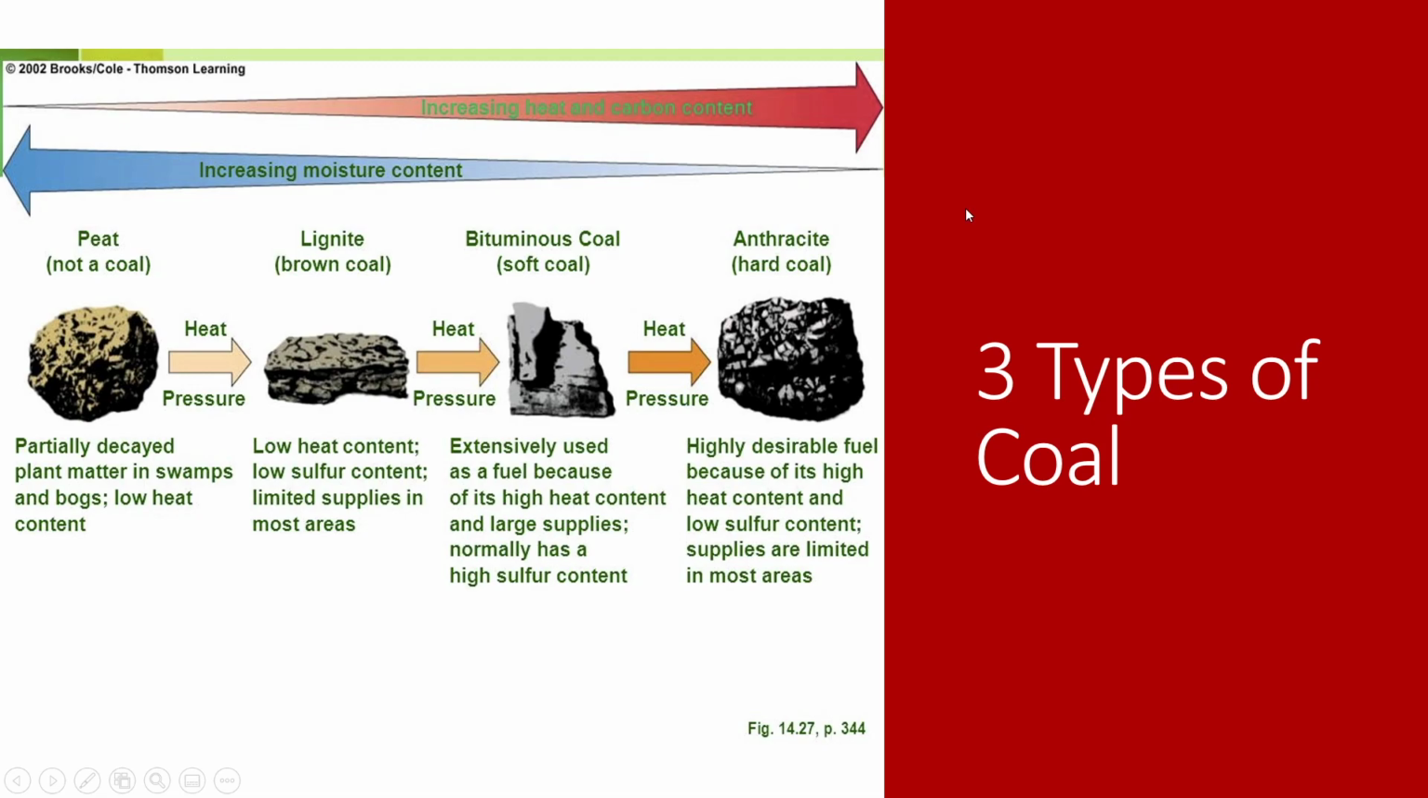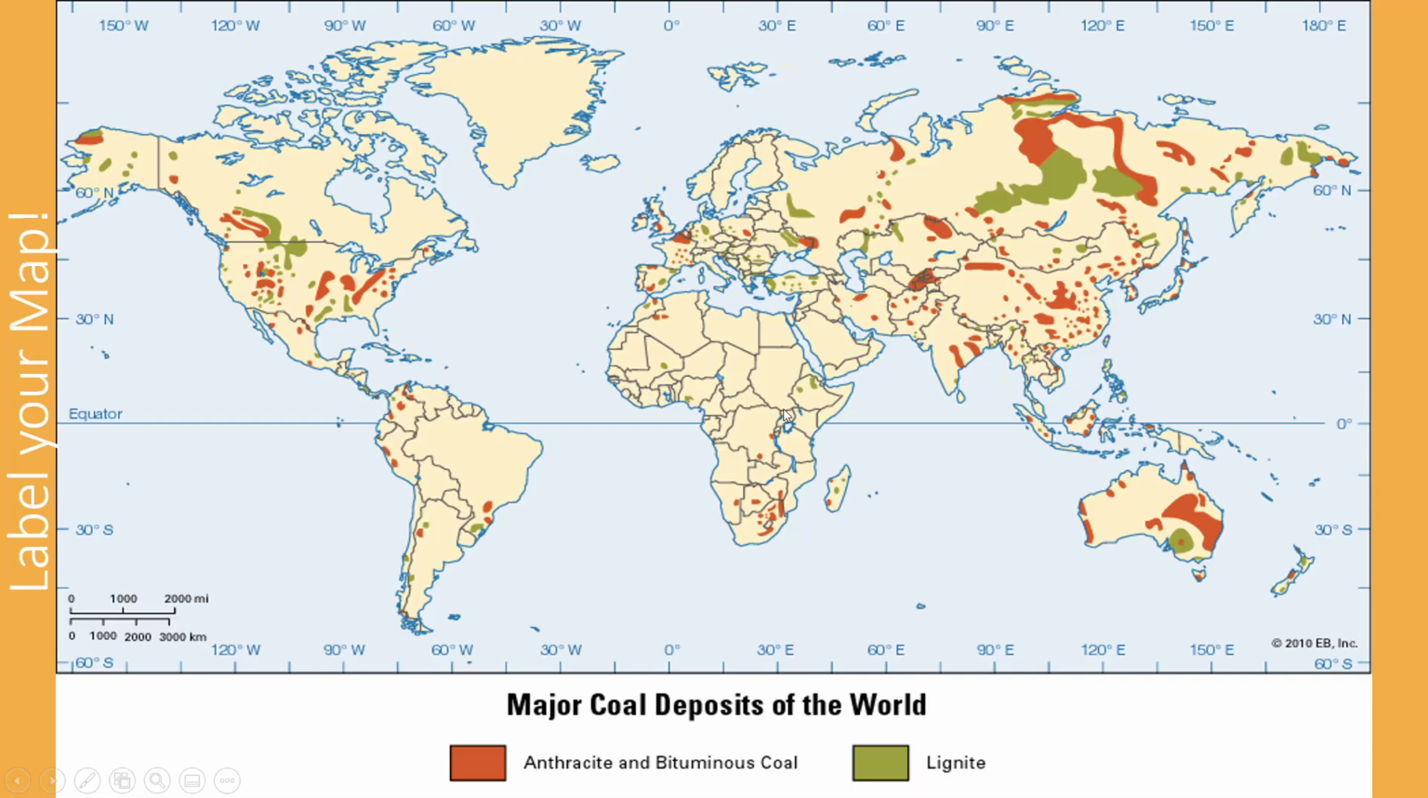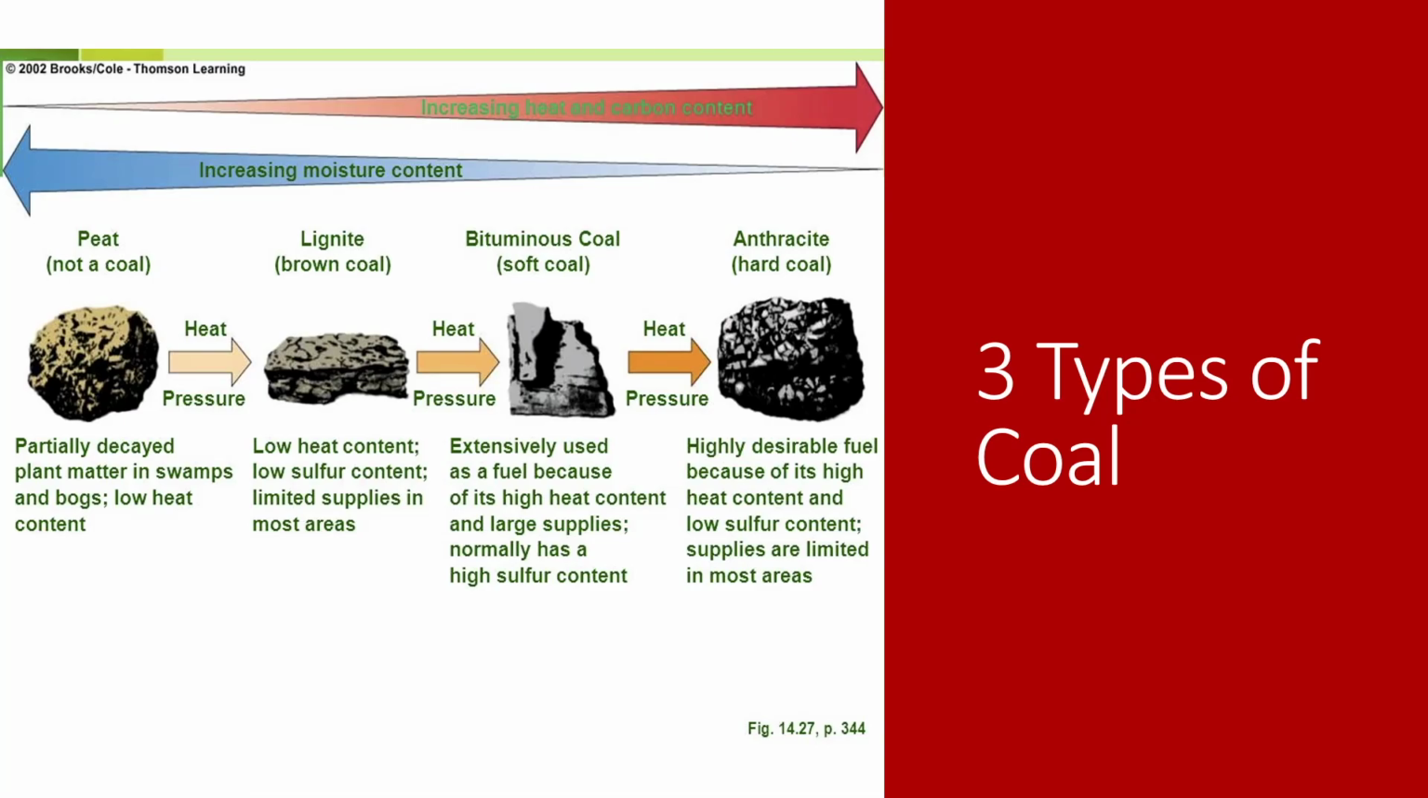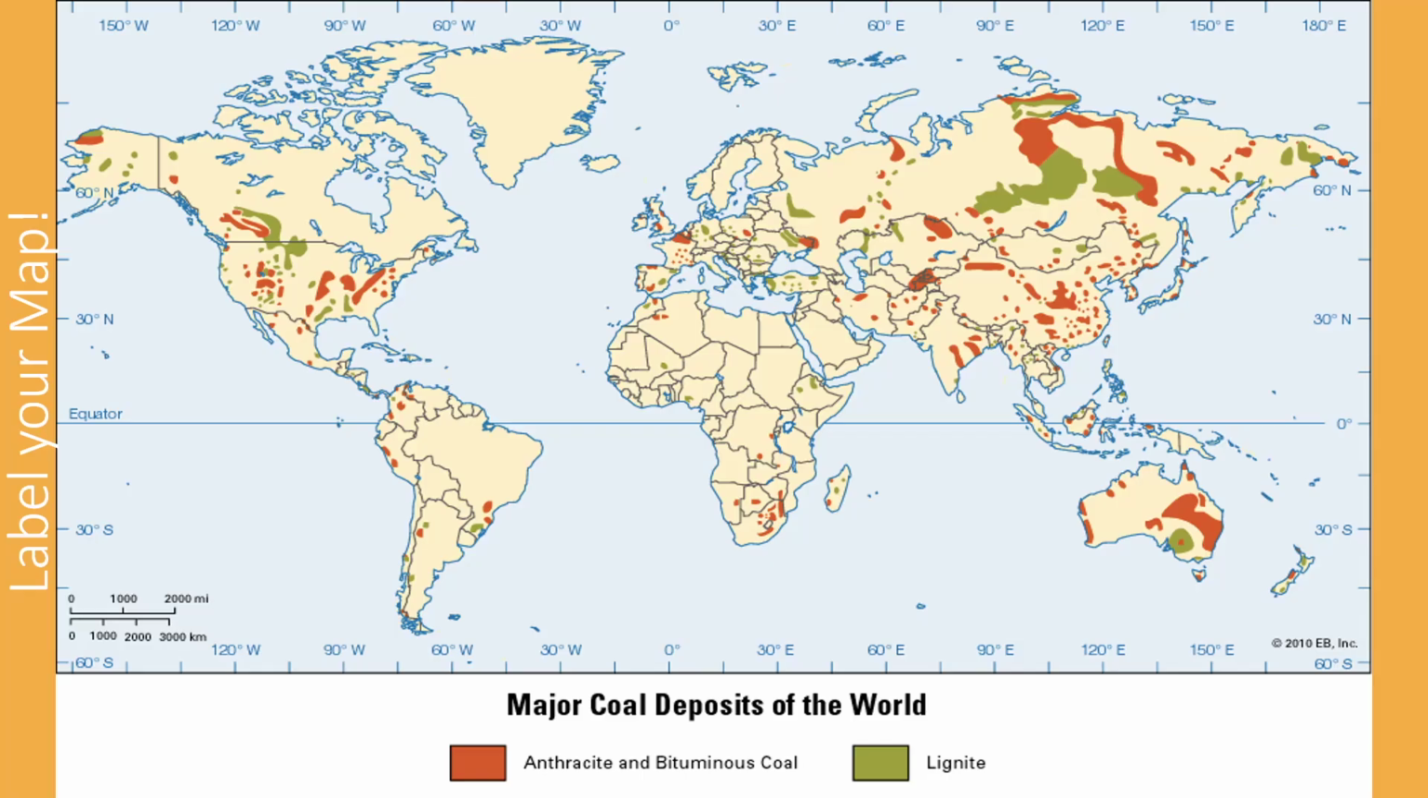Remember the coal? We talked about coal in our last unit, so we're not going to go into too much depth here. Just remember the 3 types of coal: lignite, bituminous coal, and anthracite. Here are the major coal deposits in the world. Anthracite and bituminous coal is going to be in the orange-red. Lignite, which if you recall, is the less useful form of coal, is going to be found in green.